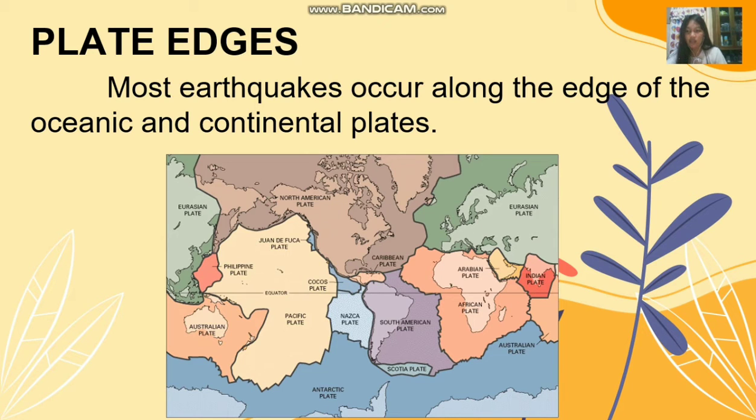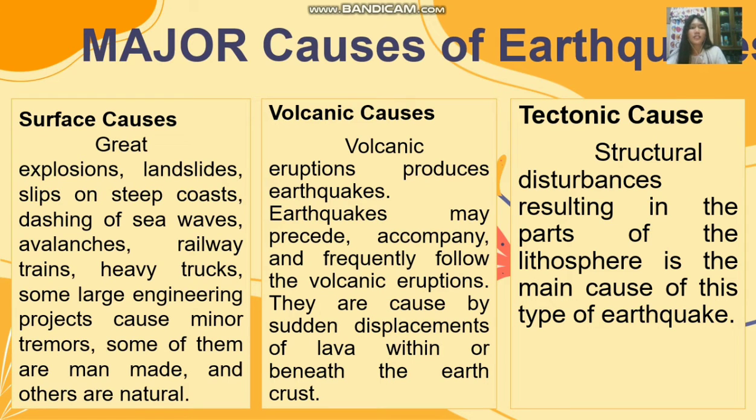These plates are always bumping into each other, pulling away from each other or sliding past each other. The plates usually move at about the same speed that your fingernails grow. Earthquakes usually occur where two plates are running into each other or sliding past each other. So there are major causes of earthquakes.